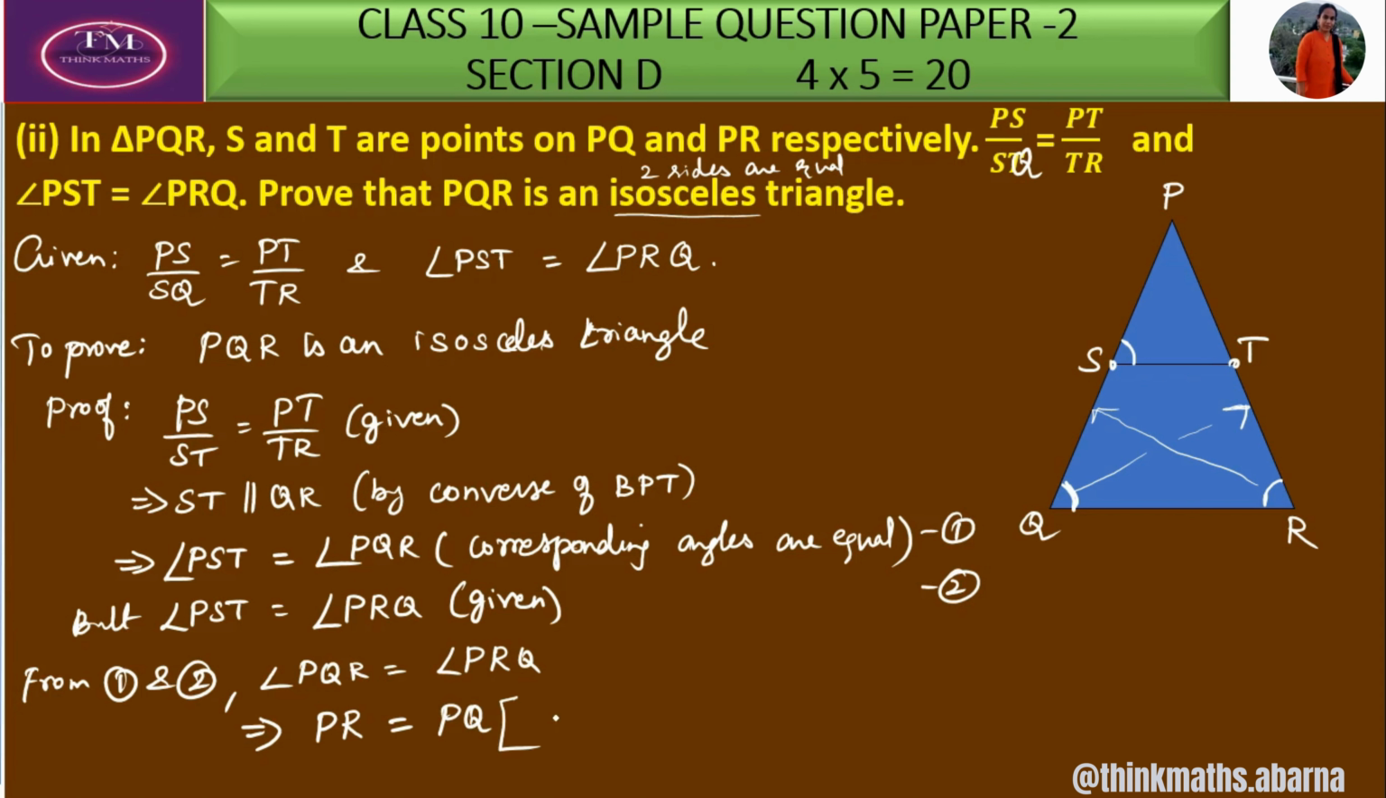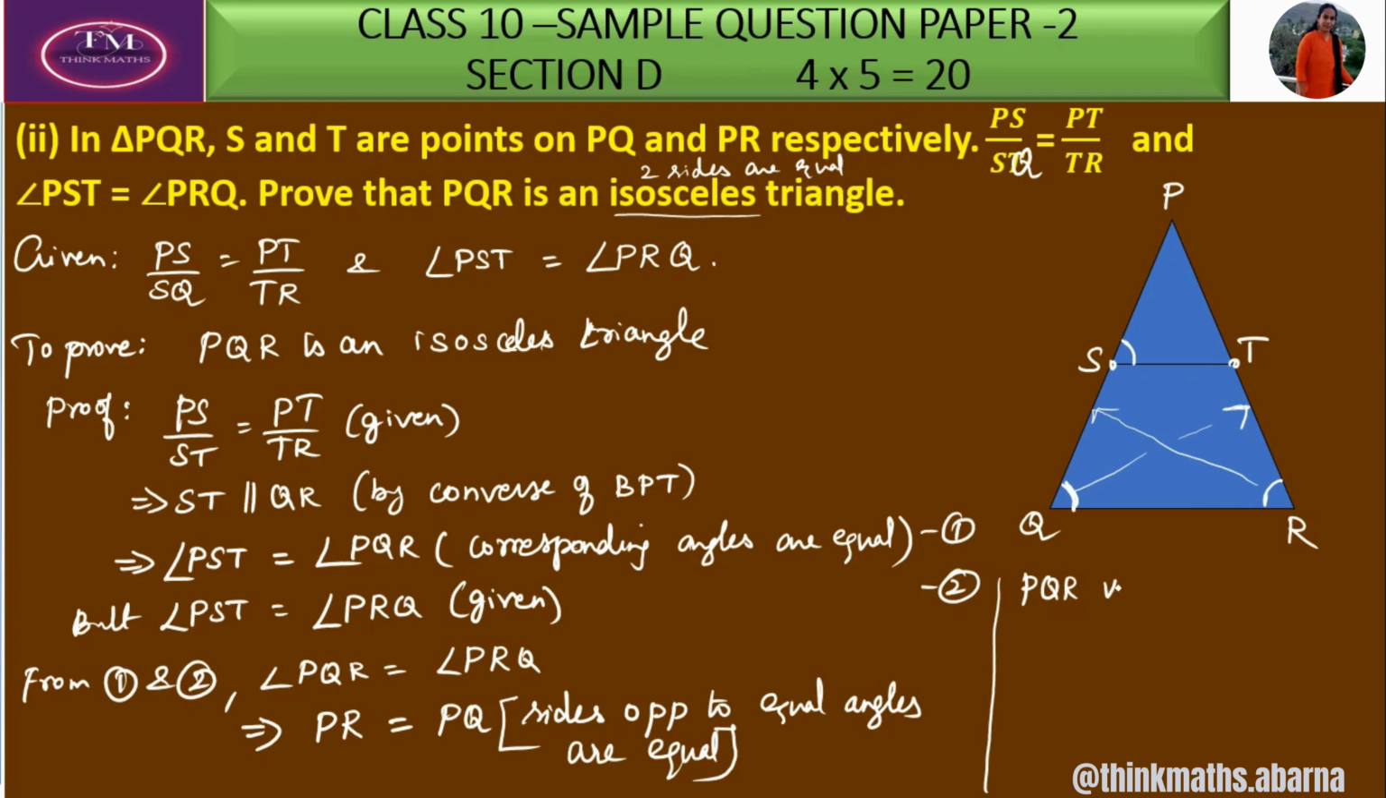The reason is sides opposite to equal angles are equal. So what we got? Two sides are equal. So if two sides are equal, then we can say PQR is an isosceles triangle. And we have proved it. Okay, children? I hope you can understand.